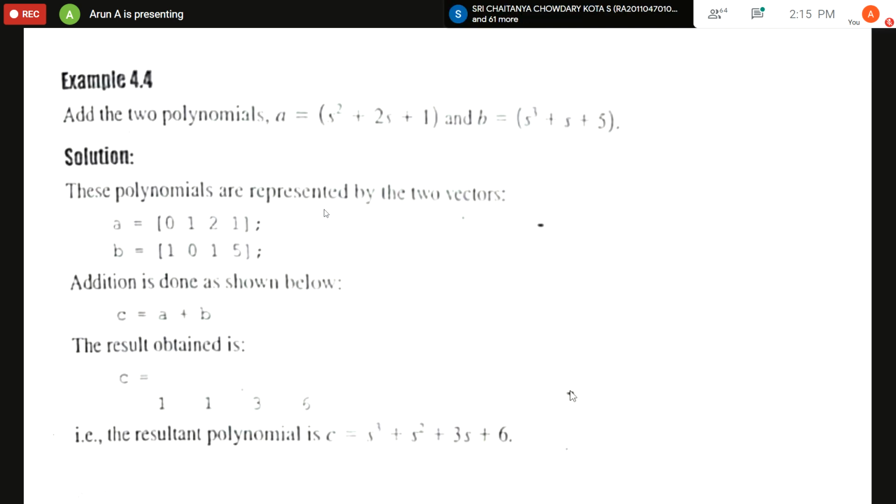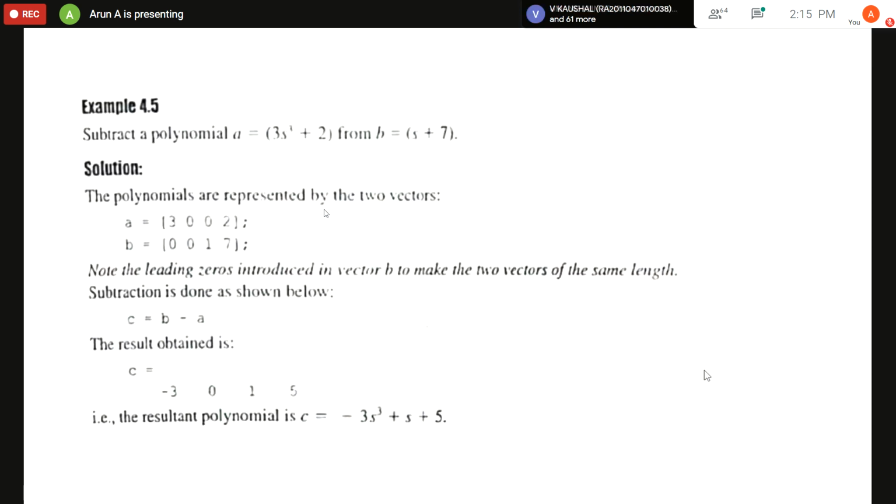So hope you understand. Keep practicing in maths and MATLAB. So the instruction is c is equal to a plus b for addition. So you get the resultant polynomial equation, isn't it? So it is 1s cube plus 1s square plus 3s plus something. Like this, you can use your mathematical knowledge and just convert it into MATLAB. Okay, that is for addition.